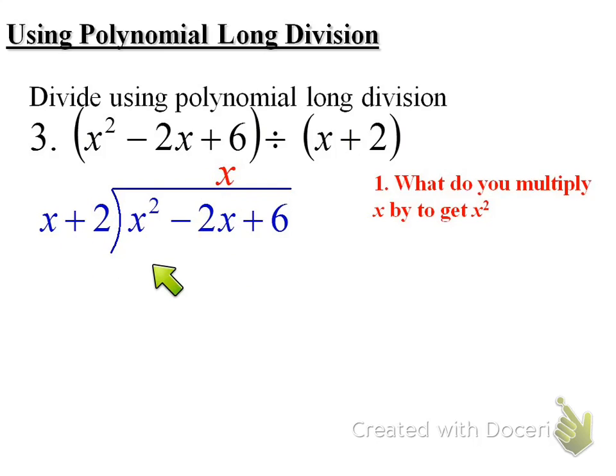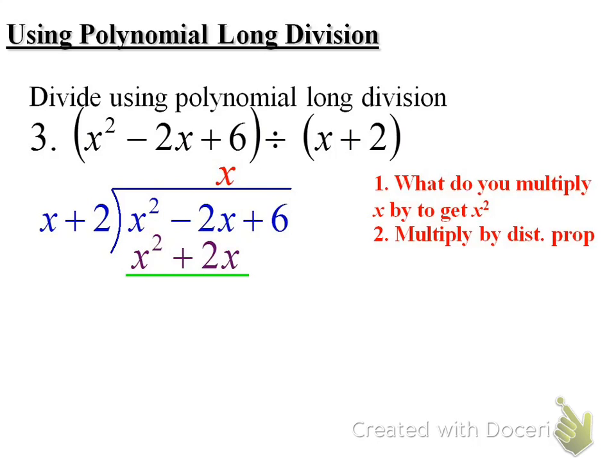X times x is x squared. X times 2 is 2x. Remember, we're subtracting each of those terms, so I'm going to go through and change the signs and then combine. The x squareds, we're going to cancel. Negative 2x minus 2x is negative 4x.